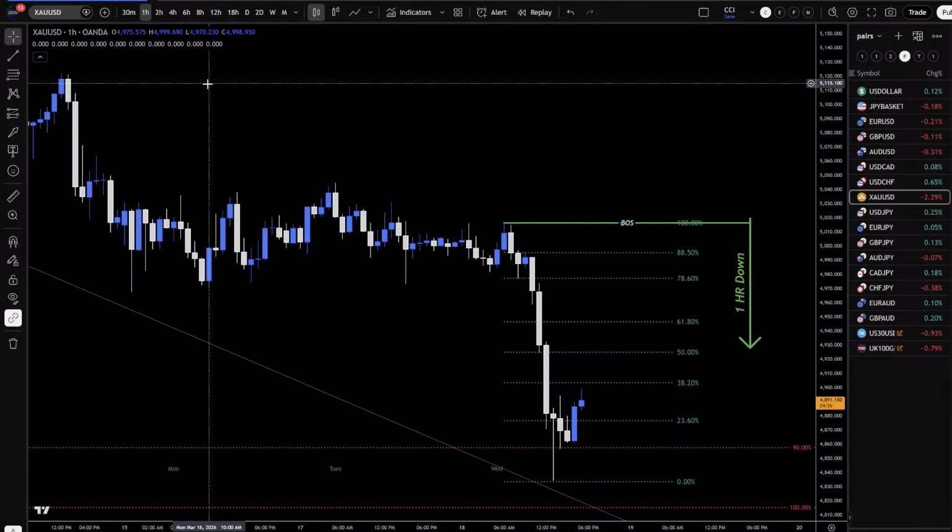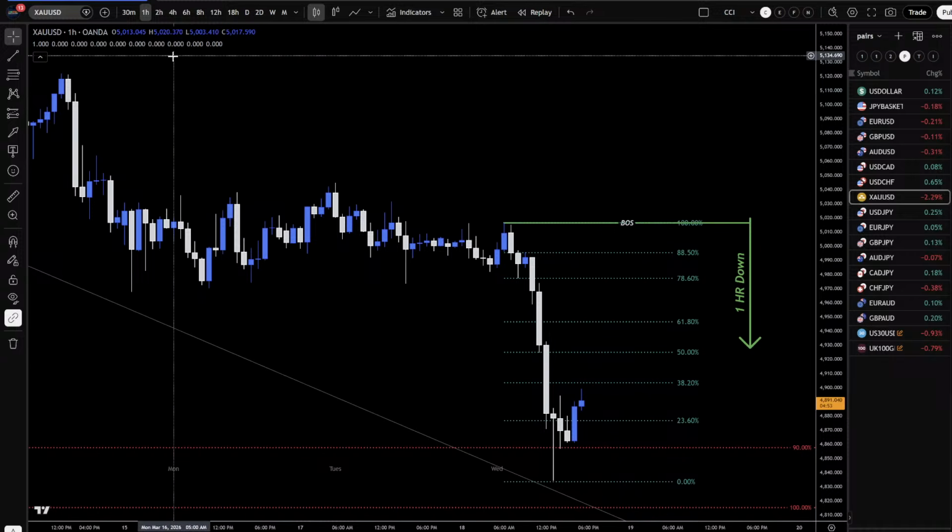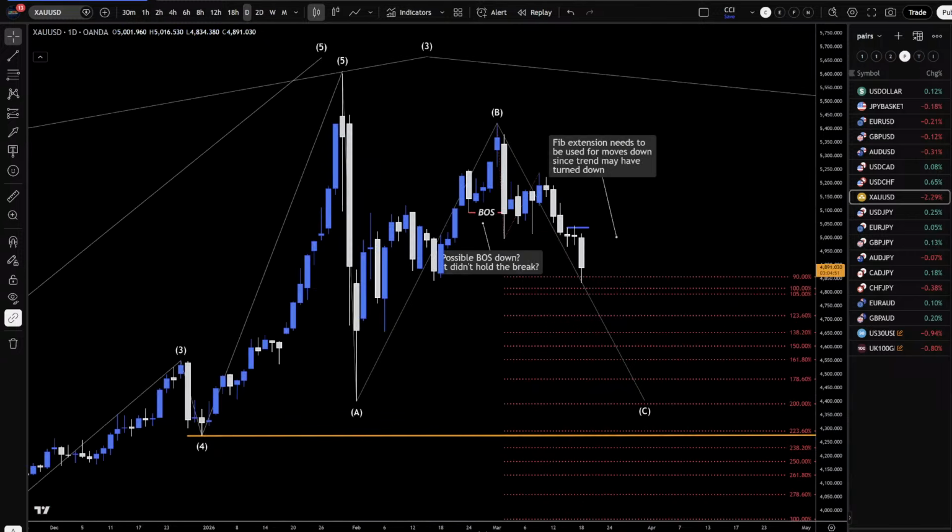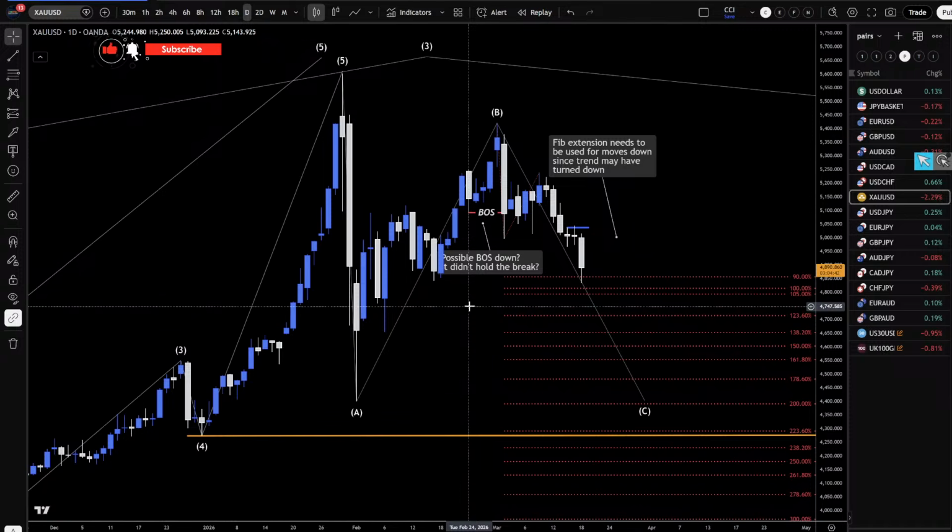Like I said, my forecast on gold is roughly $4,500 on the daily time frame. Like I've been saying, there is a possibility that this is an ABC and it goes back up, but I think the possibility of that is slim. I think it's going to keep on going down personally. I don't really think that it's going up.